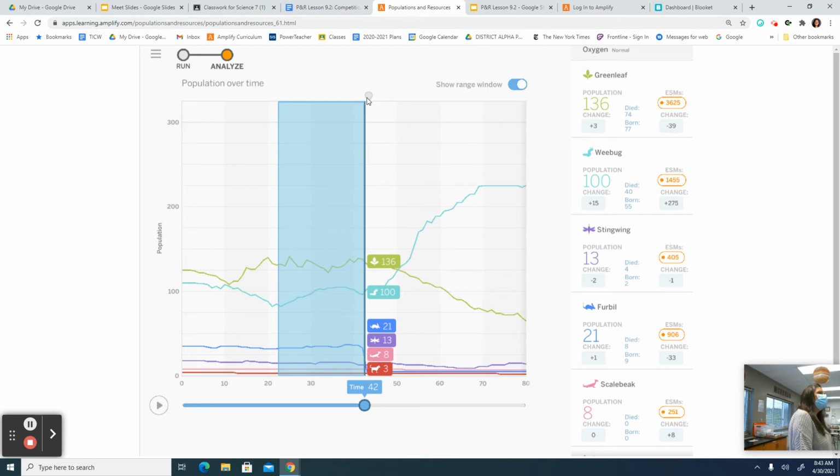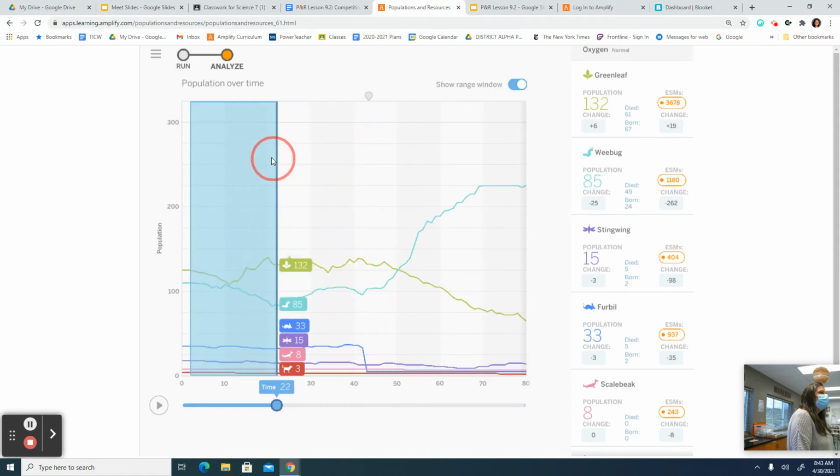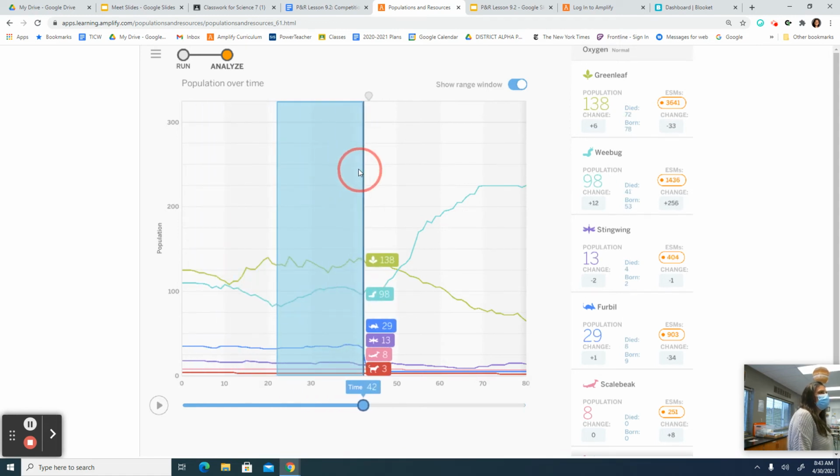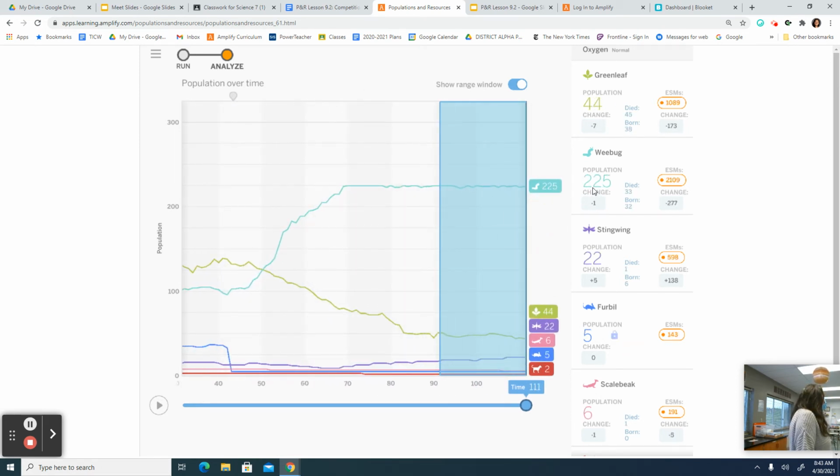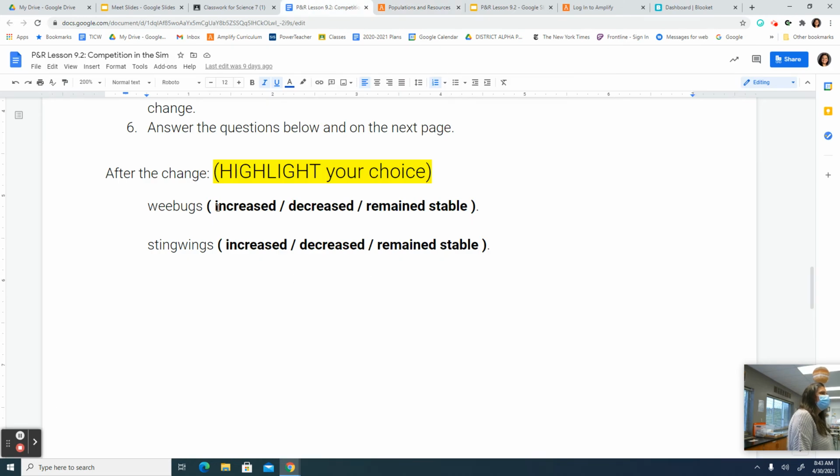So here's, remember the teardrop. That's where your change is. So I put my range window, and the directions did say to use the range window. I apologize. I take my range window before my change, and for wee bugs, I have 98. And when I go to the end after my change, I have 225 wee bugs. So what did my wee bugs do? They went up. They increased. So on your document, you want to highlight increased.